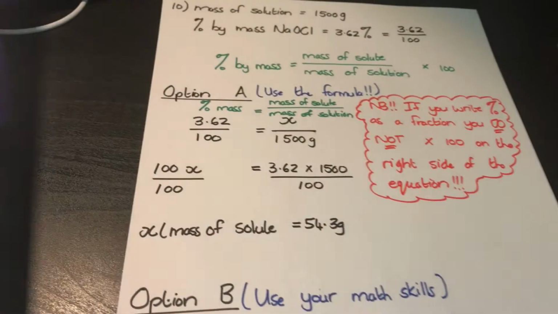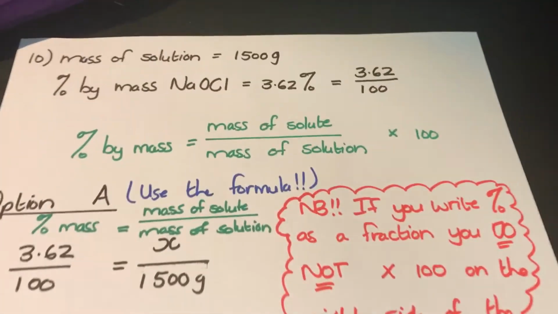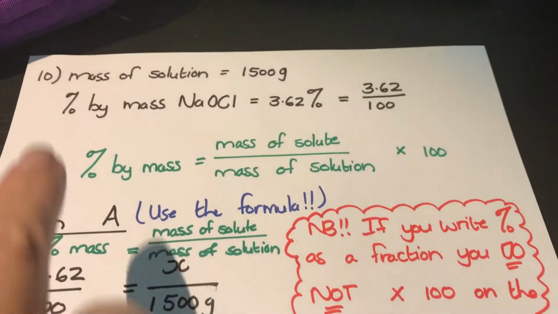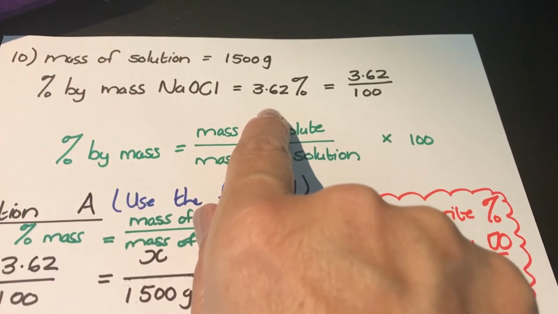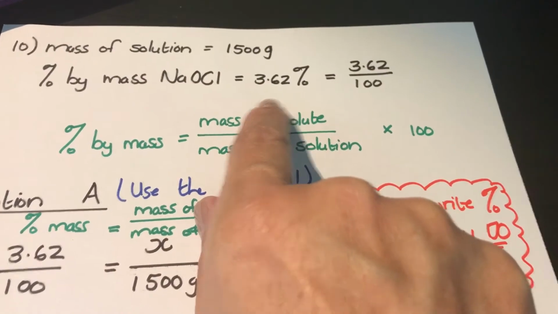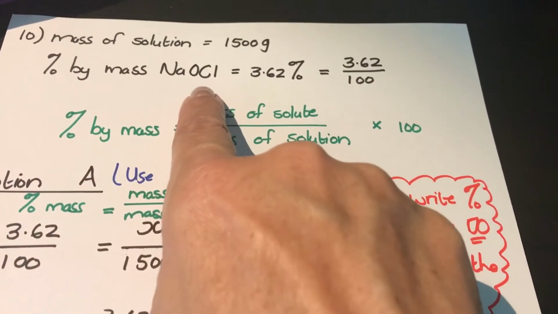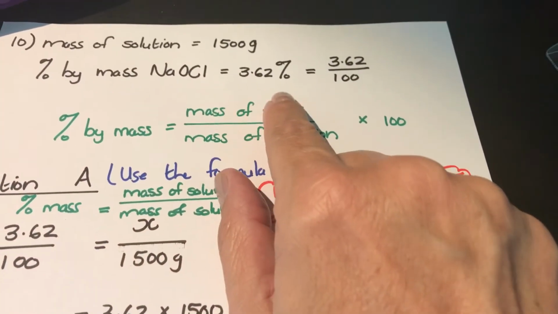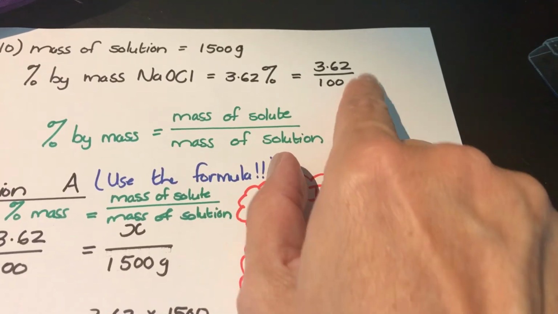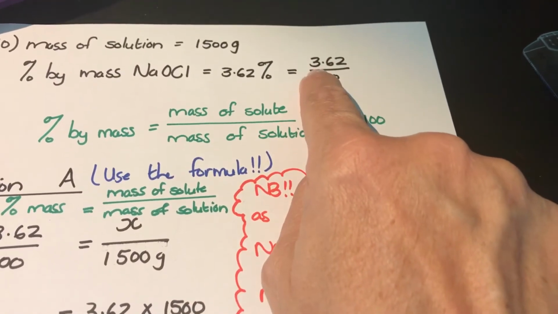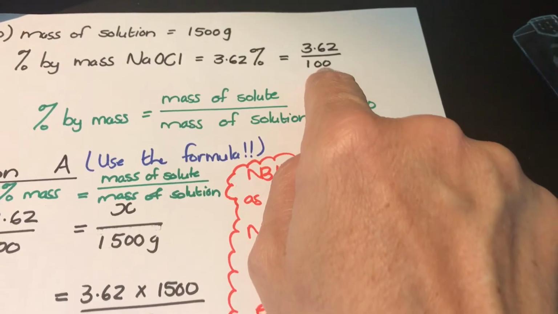Then number 10 was slightly different. In number 10, they give you the percentage of the concentration. They give you the percentage by mass of sodium hypochlorite. They tell you it's 3.62%. So if we write that as a percentage, it will be written as 3.62 over 100.